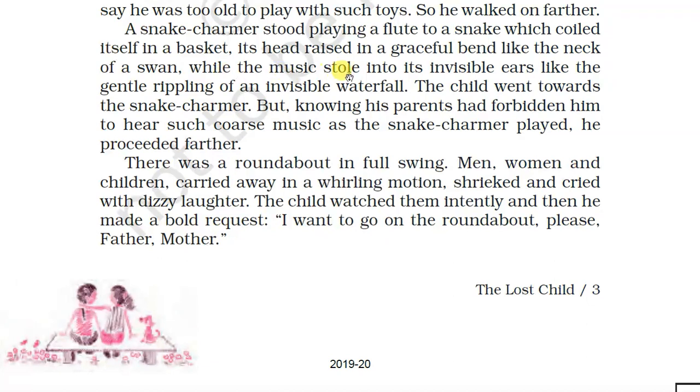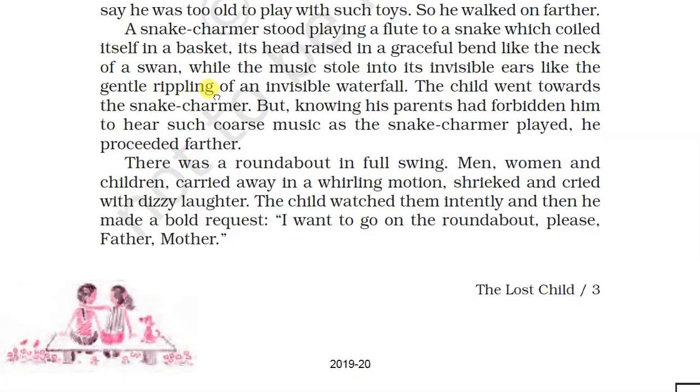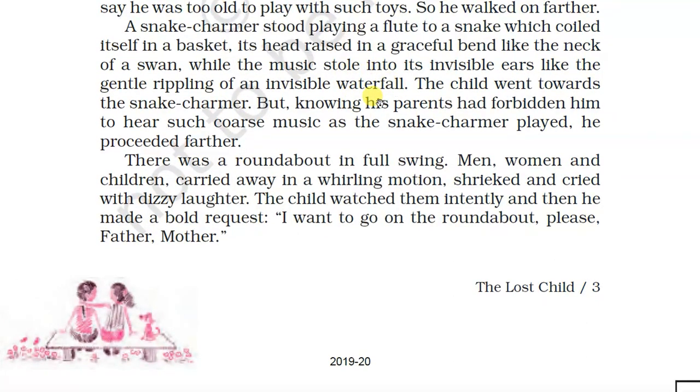And while the music stole into its invisible ears like the gentle rippling, the gentle sounding of the flowing water. Rippling means the sound of flowing water. The rippling sound of an invisible waterfall. The music of the flute had entered in.